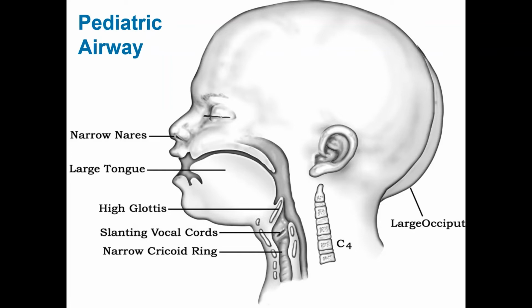They also have a larger occiput. This occiput doesn't allow them to lay flatter. If you imagine laying down on your back, your head kind of hyperextends. But with kids and infants in particular, when they lay down, they have that larger backbone on their head, and it basically pushes their head forward to close off the airway.